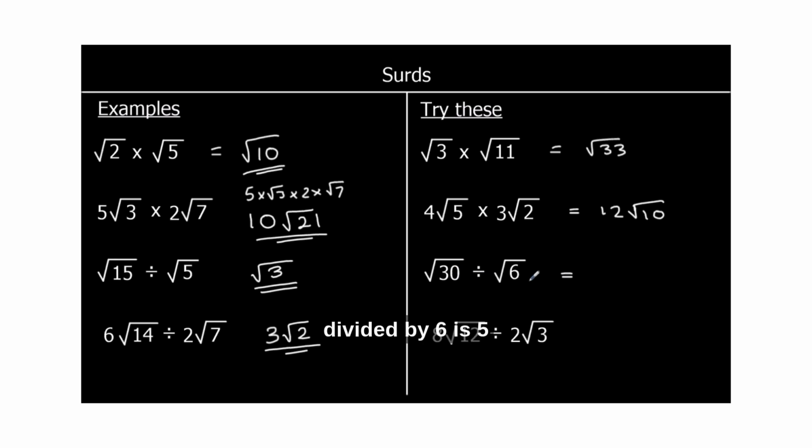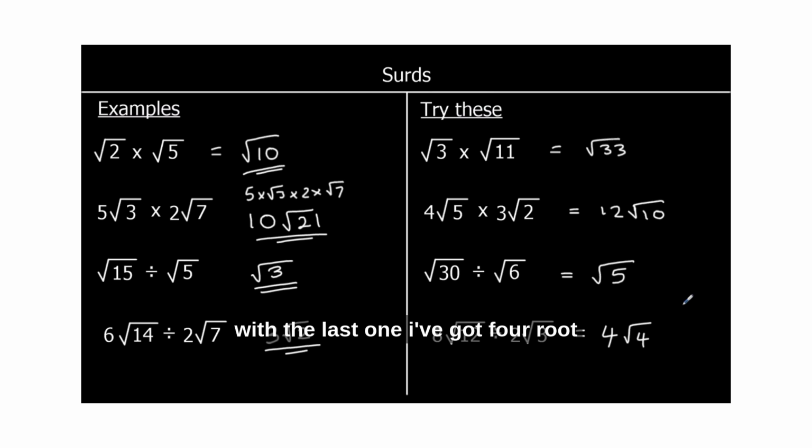30 divided by 6 is 5. So root 30 divided by root 6 is root 5. And again, the last one, divide the ordinary numbers. So 8 divided by 2, that's 4. And root 12, so 12 divided by 3 is 4. So root 12 divided by root 3 is root 4.